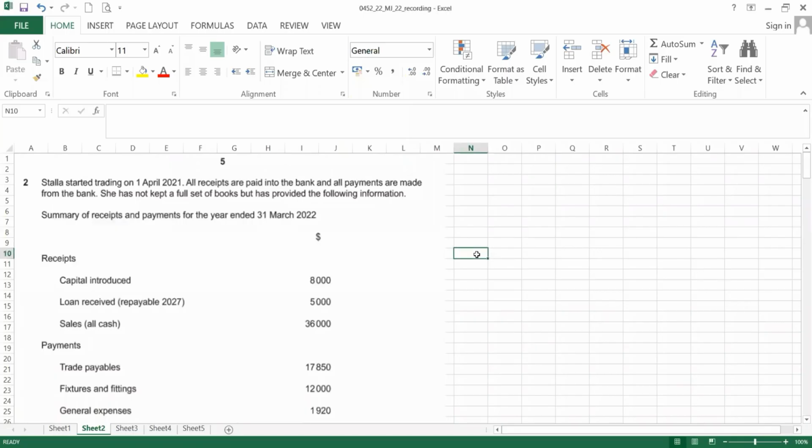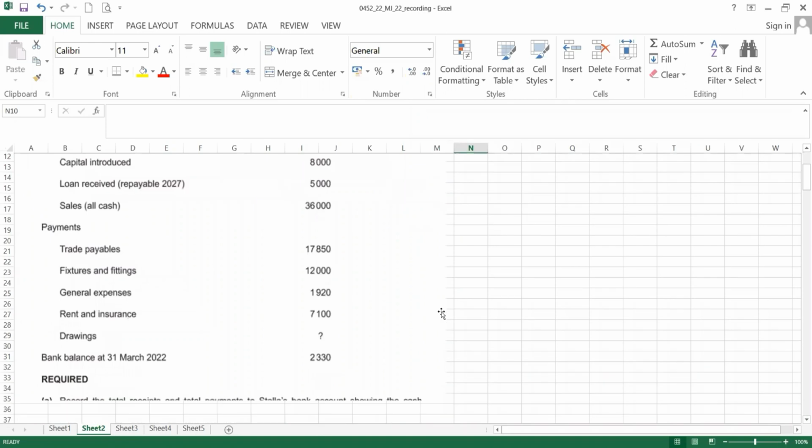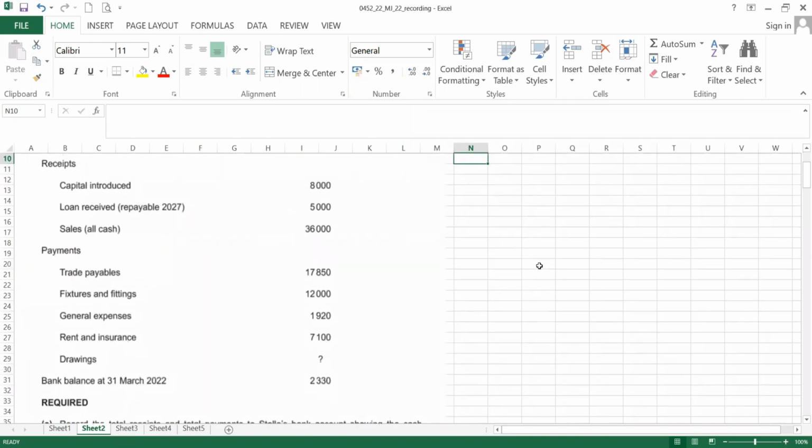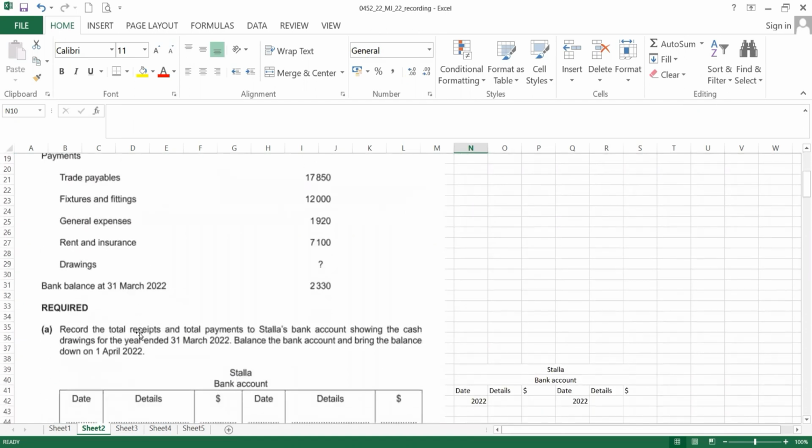Question number 2. Stella started trading. That means this is a first year account, no opening. All receipts and payments go into the bank and all payments are made from the bank. She does not keep a full set of accounts but provides the following. So this is most probably incomplete records. Receipt: capital, loan, sales. Payment: this is the item they pay.